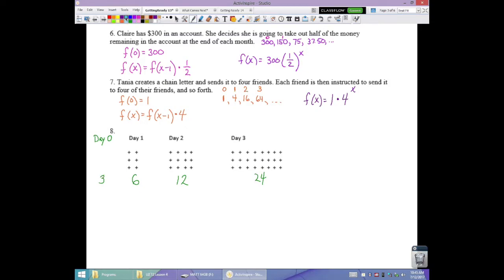So our recursive formula, we would start with f of 1 equals 6. F of x is equal to f of x minus 1. And then to get the next term, I'm multiplying by 2. For the explicit formula, we would say f of x is equal to our day 0, which was 3, times the multiplier, the common ratio is 2, and then raised to the x power.